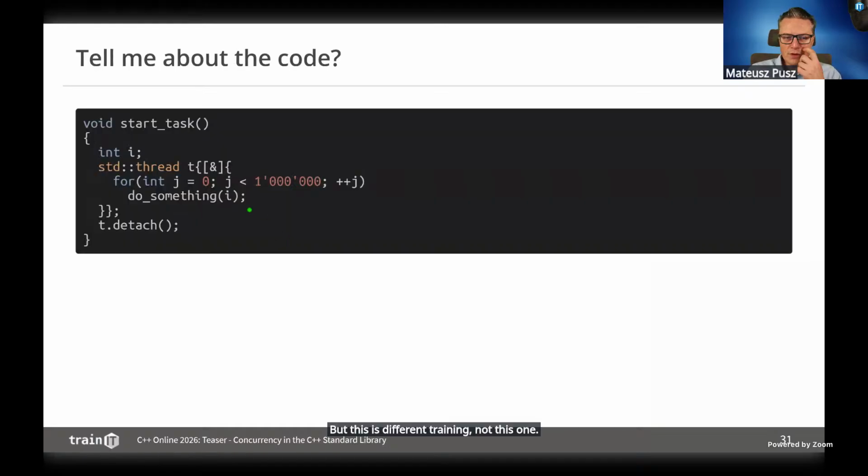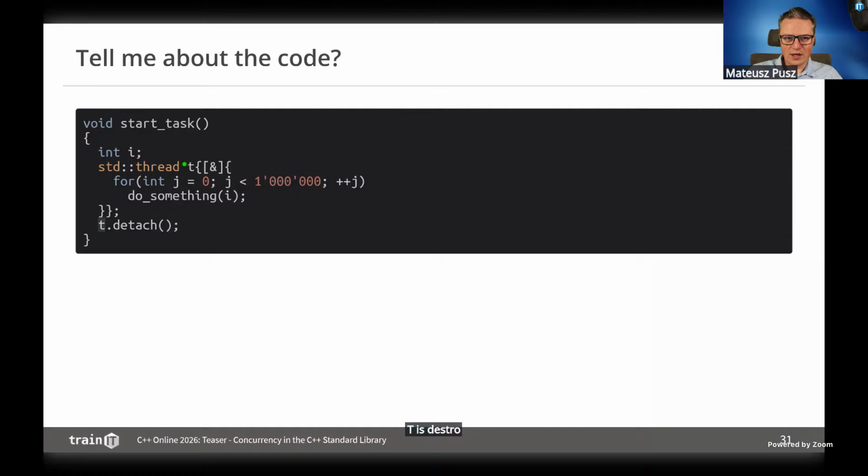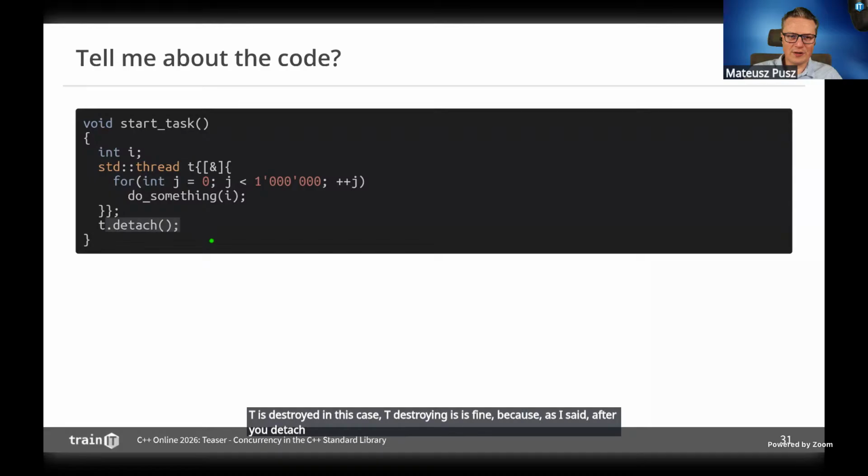Okay, so we have a start task function, and we create some thread which does something, and we detach. What is an issue here? T is destroyed at the end of the scope? T is destroyed. In this case, destroying T is fine because, as I said, after you detach, it doesn't refer to anything, so it's fine to destroy T.